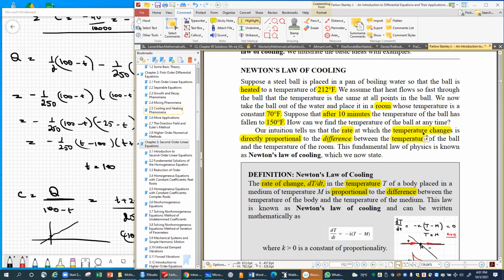Say a steel ball is placed in a pan of boiling water, so the ball is heated to 212. Assume heat flows so fast through the ball that the temperature is the same at all points of the ball. So we now take the ball out of the water and place it in a room at 70 Fahrenheit. After 10 minutes, the temperature of the ball is 150. How can we find the temperature of the ball at any time?